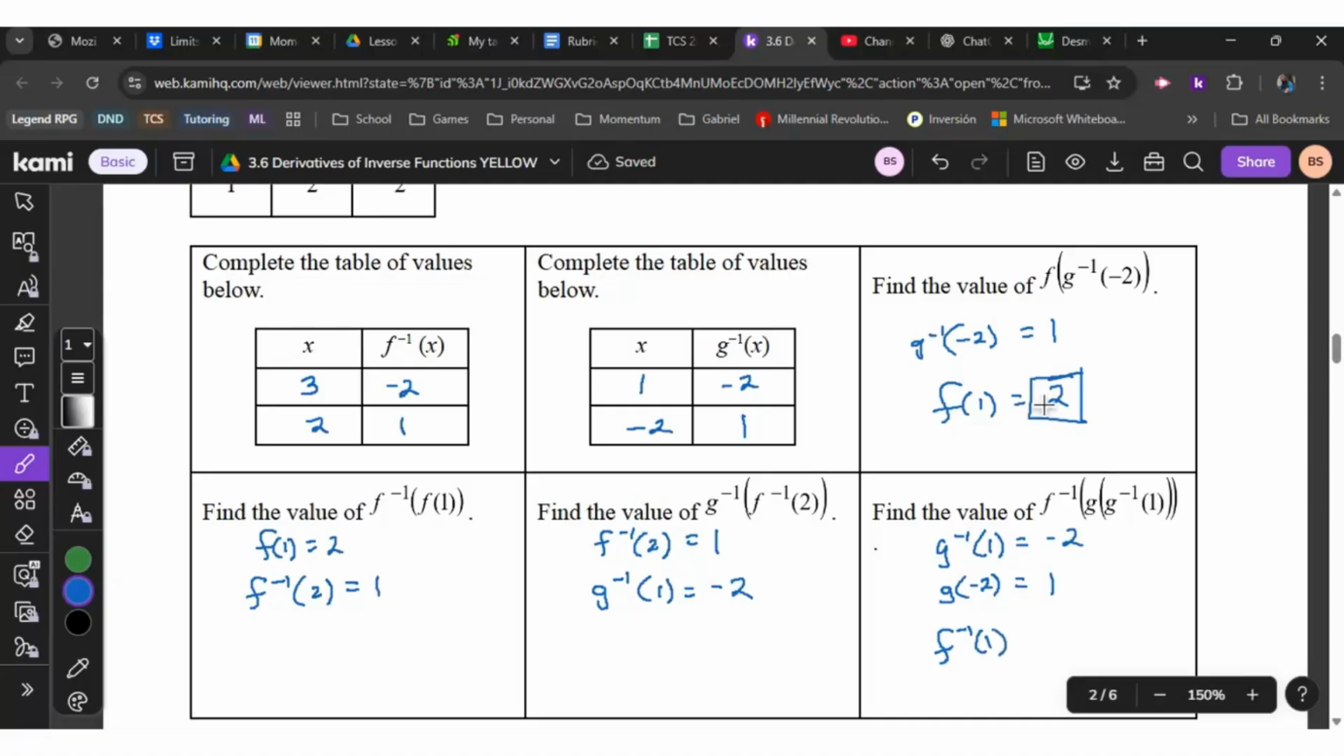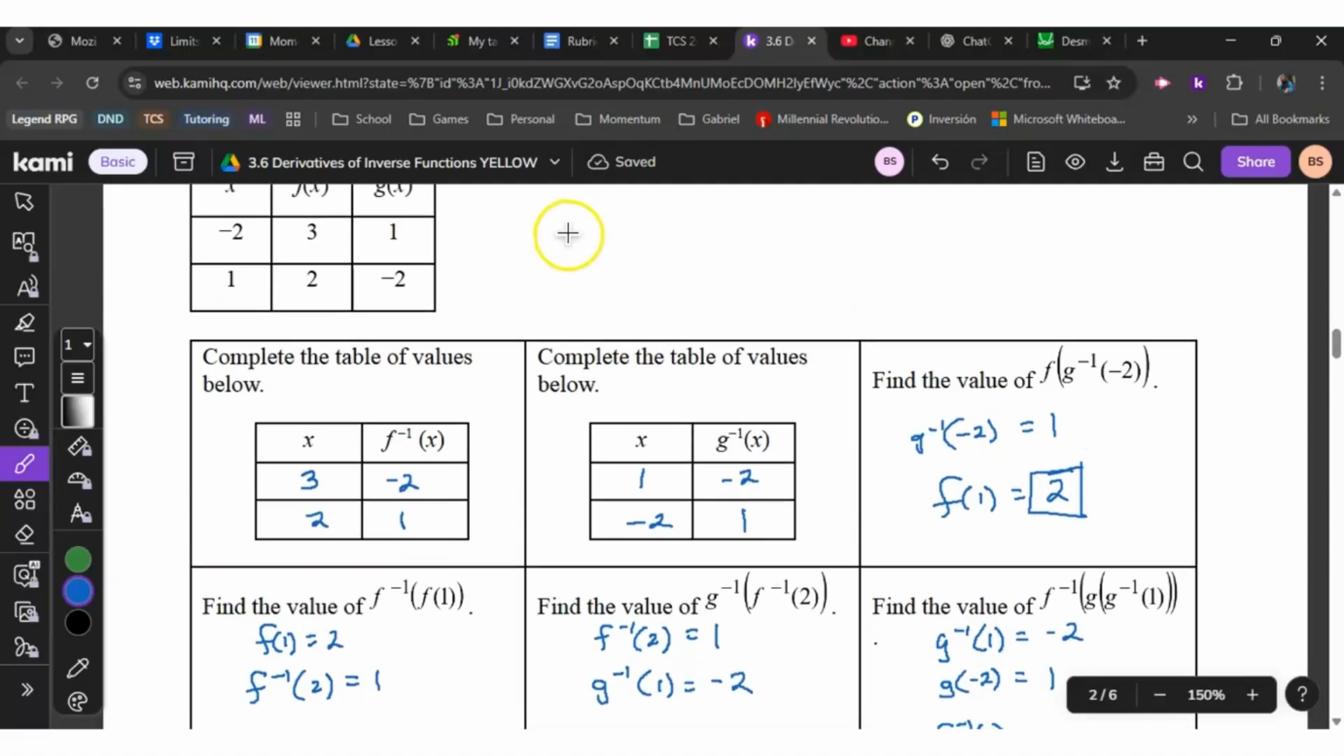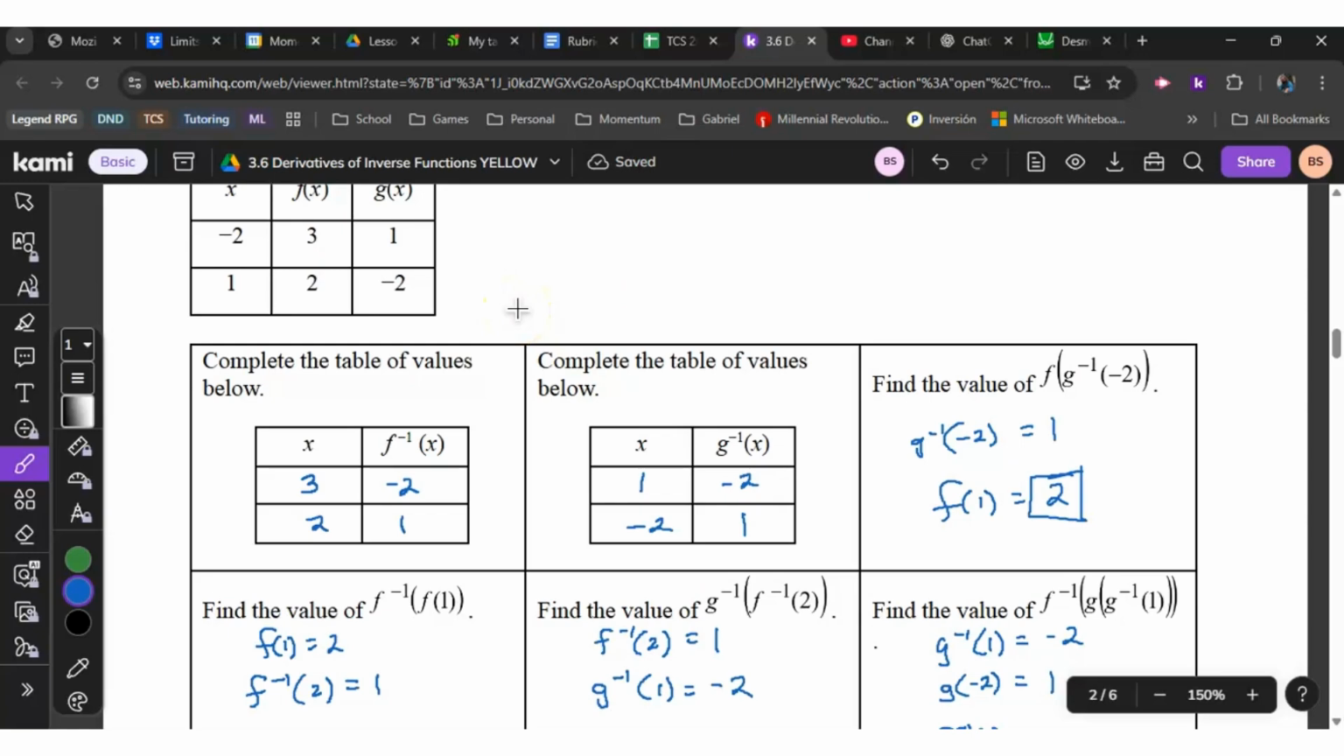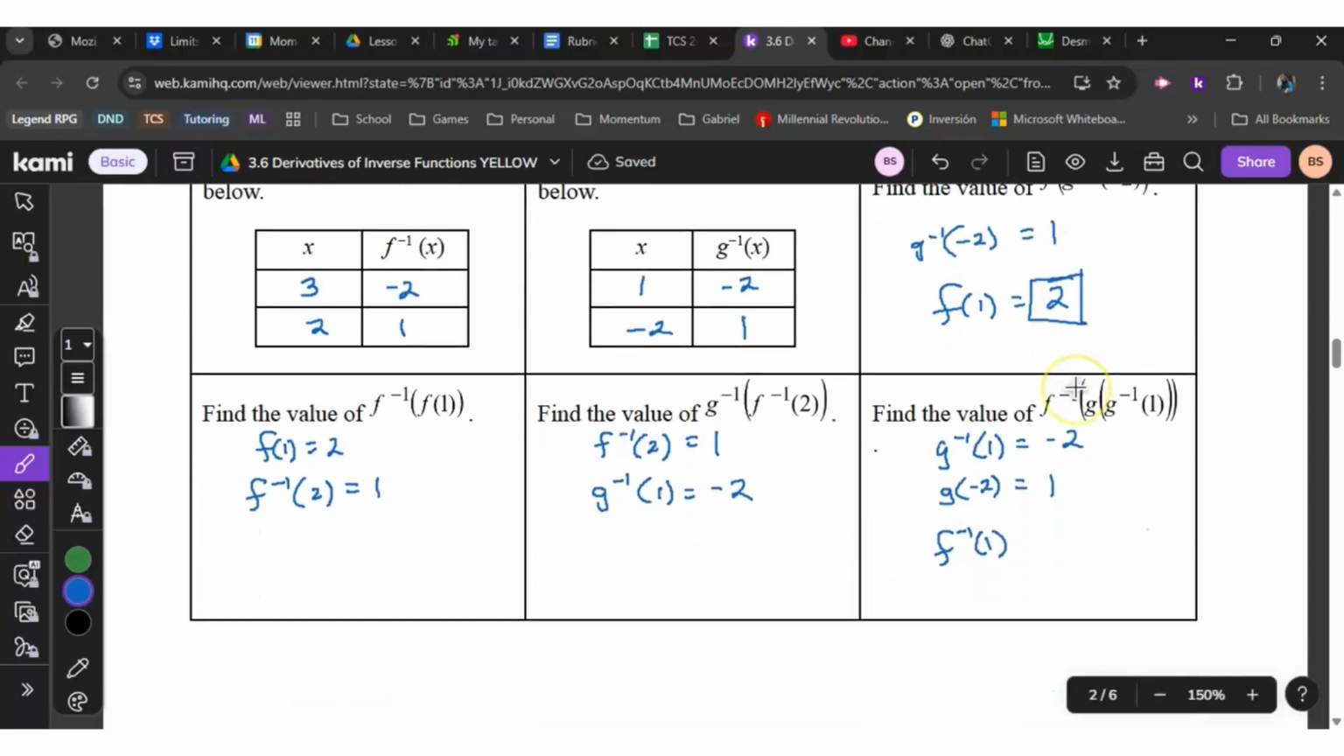Why do you know G of -2? Because I'm finding G of -2 the normal way, because it's just G. And then I found F inverse of 1. If I look up here, there is no 1 here. So we have to just say it's not given.